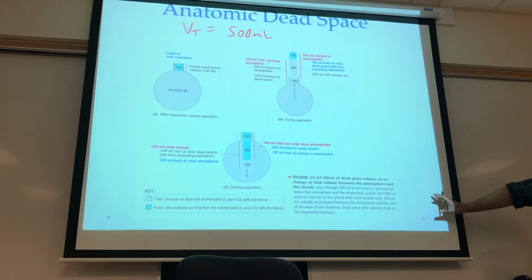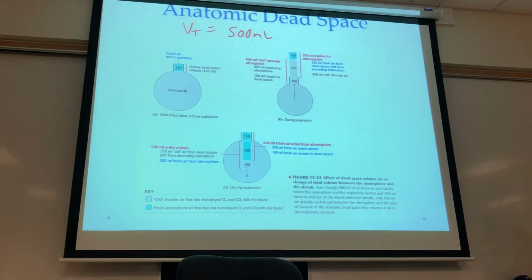What questions do we have about this concept? So basically it's a circle, right? It just goes back and forth. So all it comes down to is you're breathing 150 mils of stale air every time, of that 500 mils of fresh air.